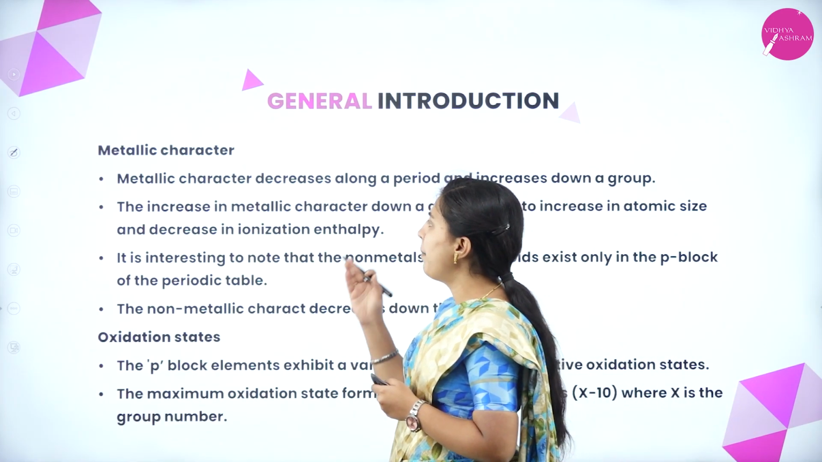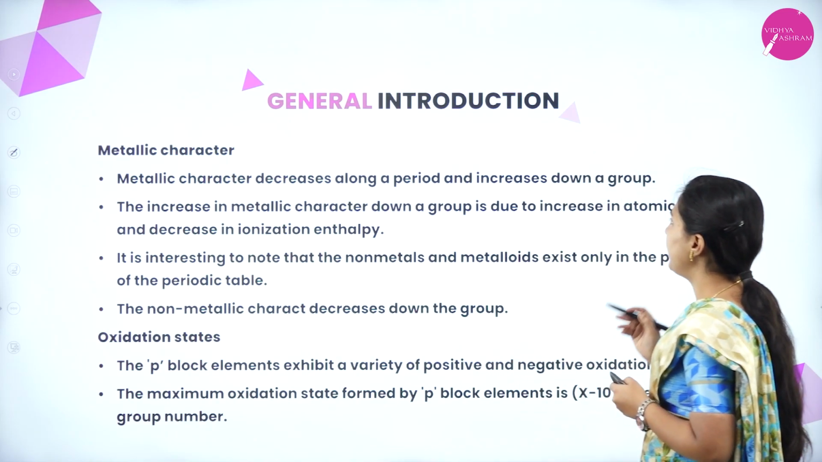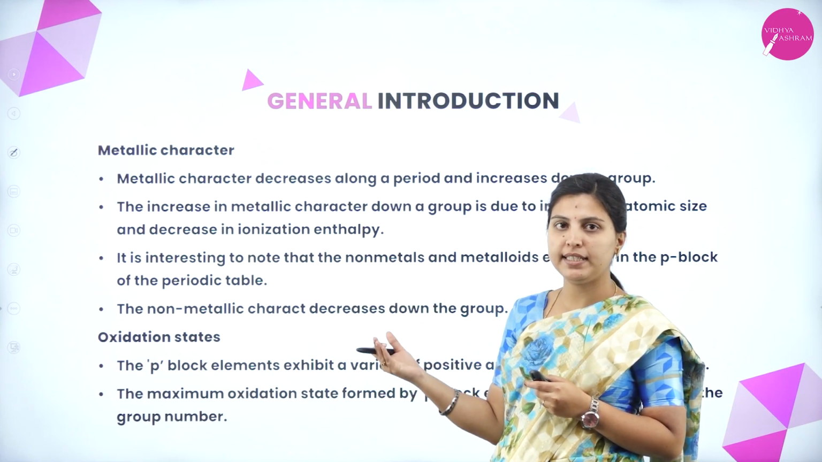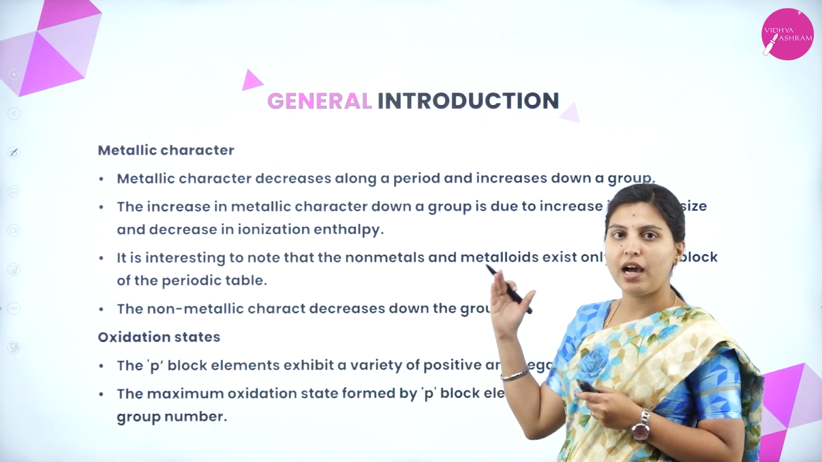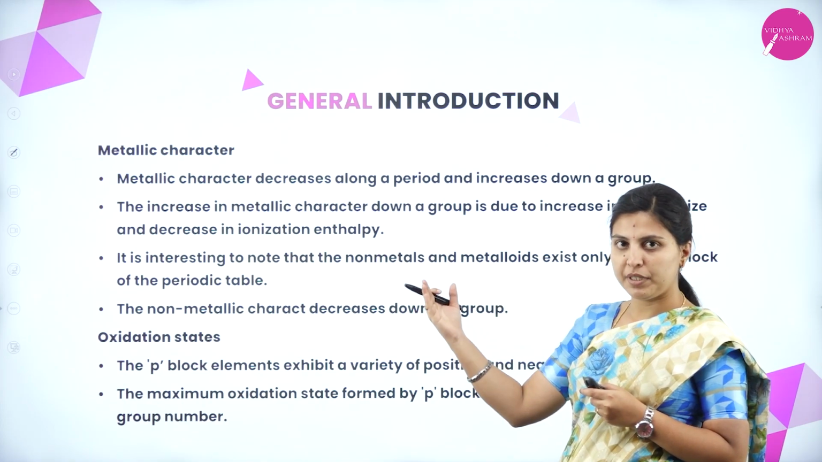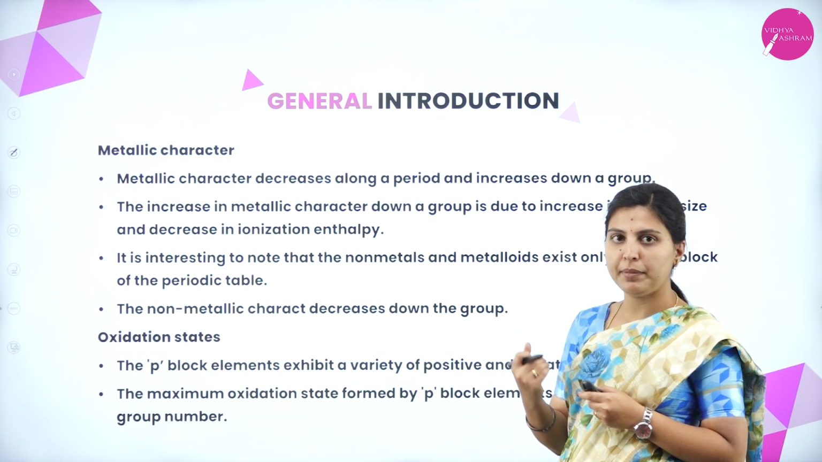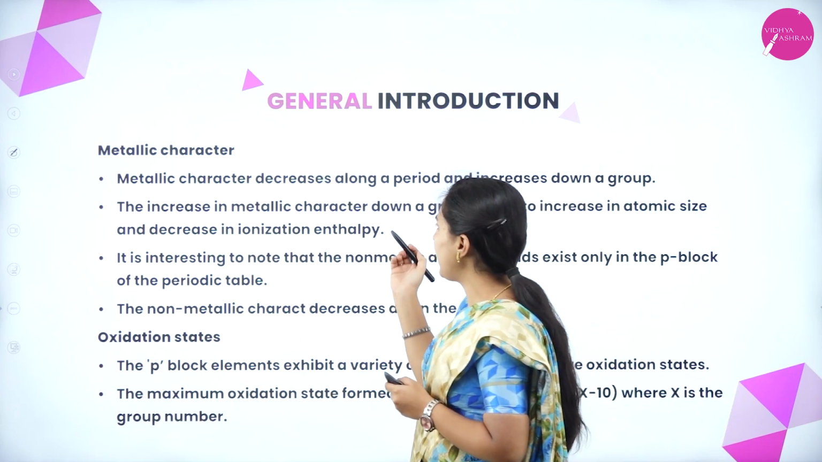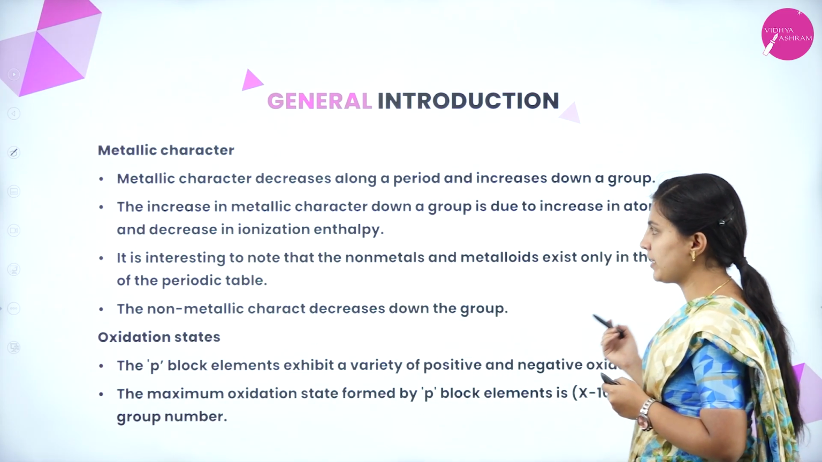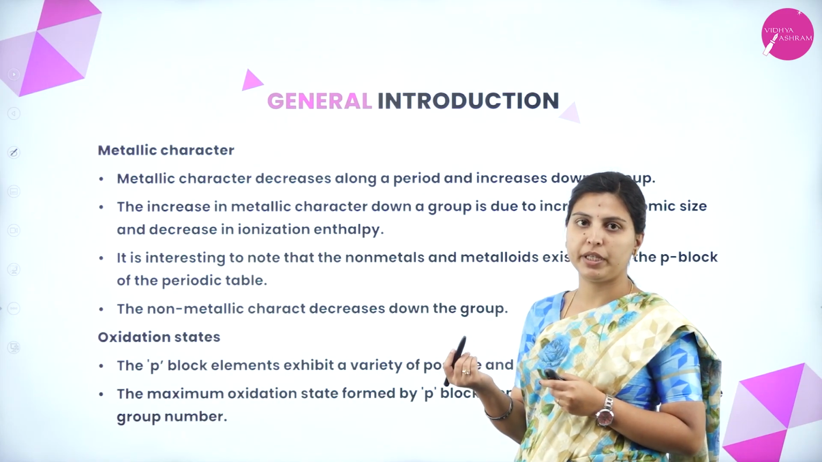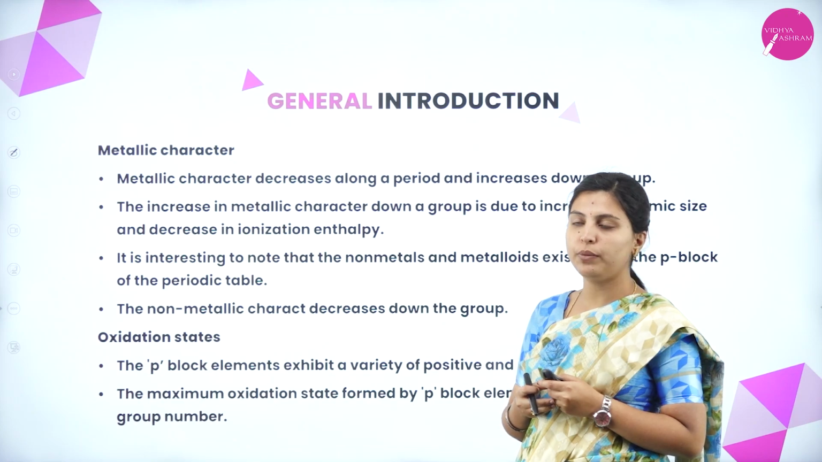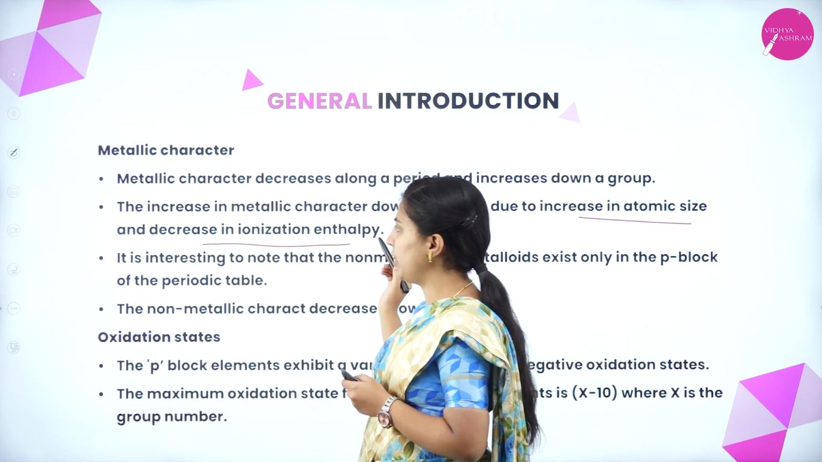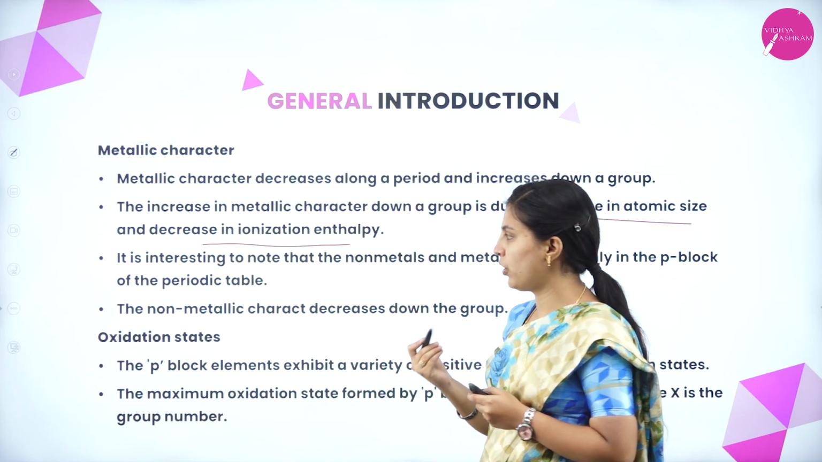Next, metallic character. Metallic character decreases along a period and increases down the group. We have seen that s block elements are metals, d block elements also metals. In p block, half of the metallic character we have seen. That means from left to right of the periodic table, metallic character decreases, but down the group metallic character increases. The increase in metallic character down a group is due to the increase in atomic size and decrease in ionization enthalpy. Why will this happen down the group? This will happen due to increase in atomic size and decrease in ionization enthalpy. So, the metallic character will keep on increasing.